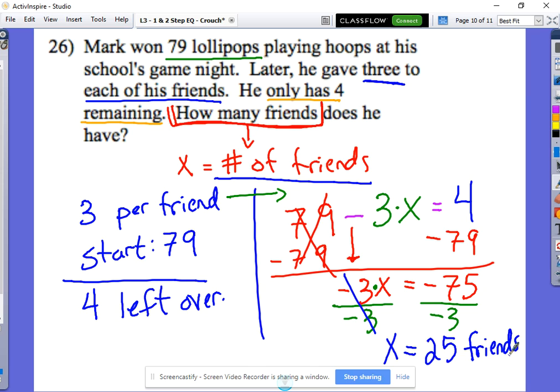Okay, folks? So really important that we're practicing and we're feeling good about creating those equations and then solving those equations. So as needed, continue practicing, continue working hard.